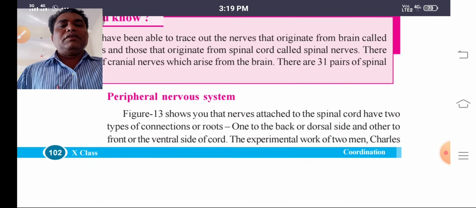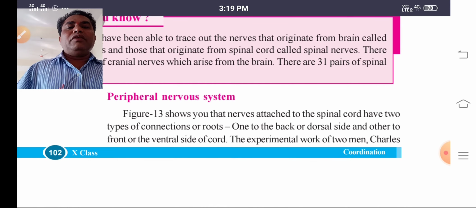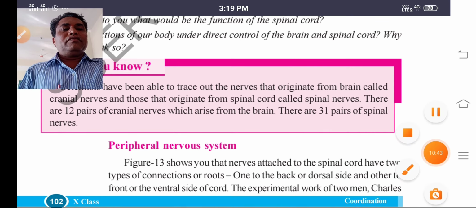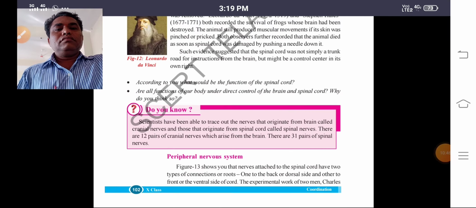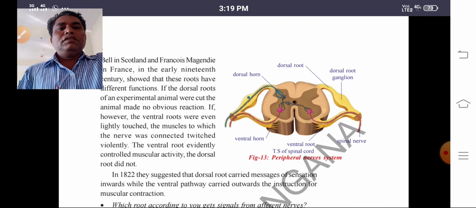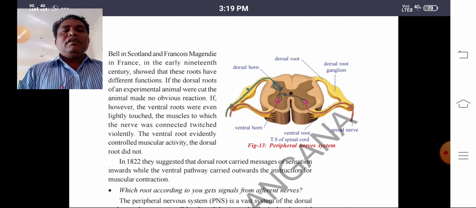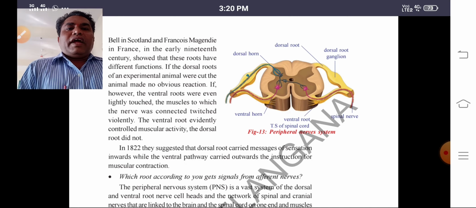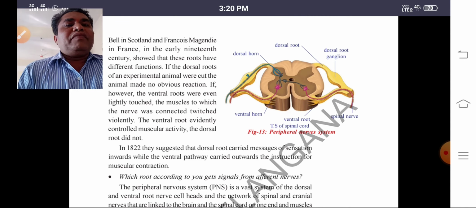The peripheral nervous system shows that nerves attached to the spinal cord have two types of connections or roots, one to the back or dorsal side, the other to the front or ventral side of the cord. So let us understand the picture, which is very, very important at examination level, as we see this picture. Bell in Scotland and Francois Magendie in France, in the early 19th century, showed these roots have different functions.